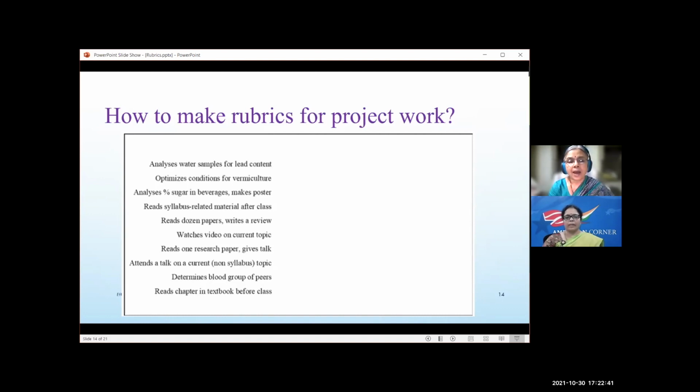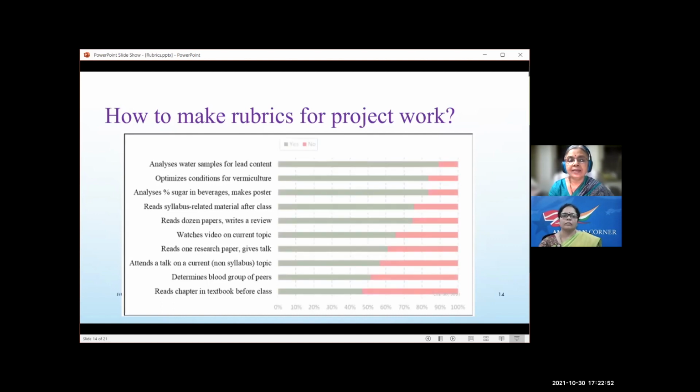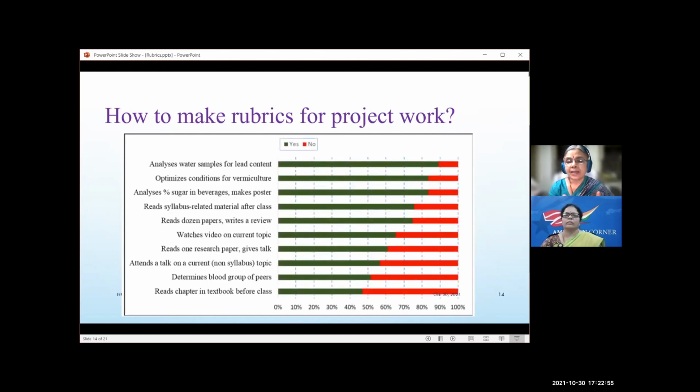So now, how do you think these are good? So I had asked a bunch of teachers, about 100 teachers, to say whether they think that this is a good project or bad project. And then these are the results they gave, right? So like 90% of the people thought analyzing water was a good project, and only 48% of people thought that the student who had read the chapter in the textbook before he came to class had done a good project. Okay, but this is all very subjective.